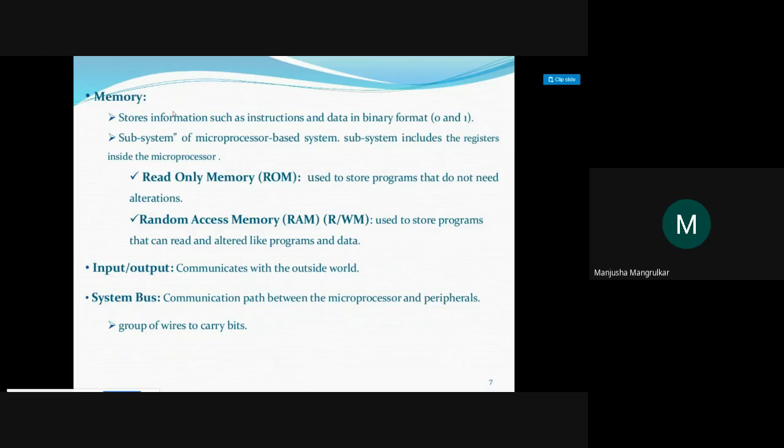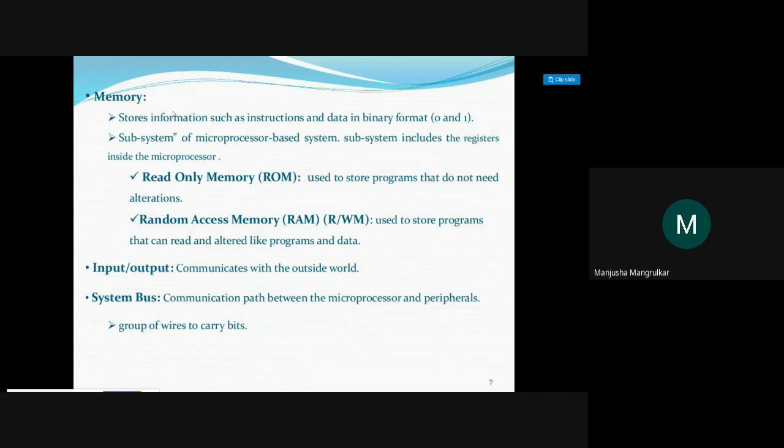One is read only memory, used to store the program that does not need alterations, right? It is a fixed, permanent memory. Read only memory, we can only read; we cannot write, erase, delete and write again. Whatever data is stored in this memory during manufacturing, we can only read that data from that memory.